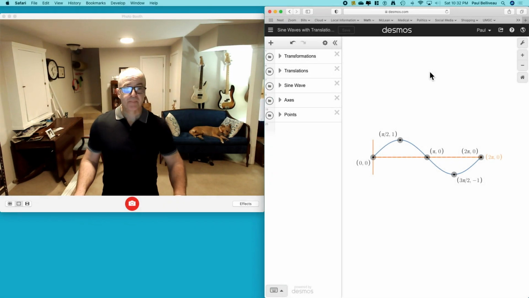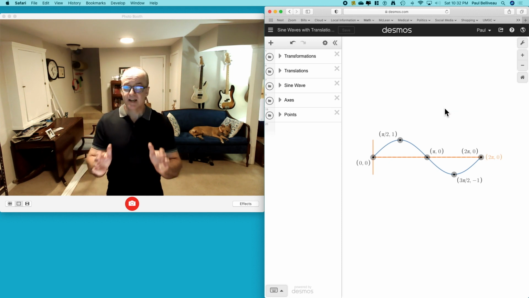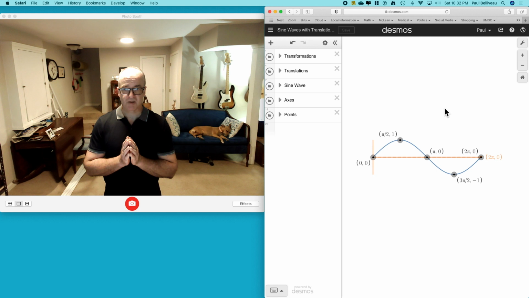Okay, so what we're looking at now is a sine wave with the 5 points that I'm really interested in on the sine wave. The middle, the peak, the middle, the valley, and the middle again. Now this is what I call the parent function, okay?